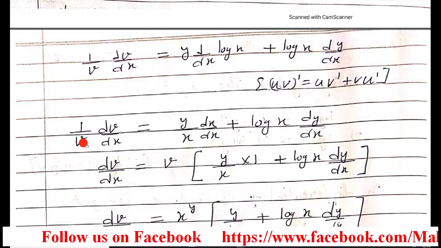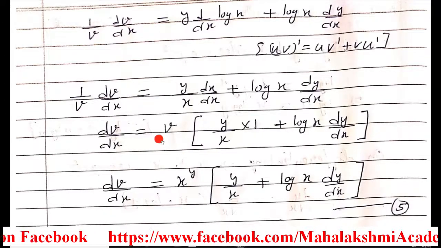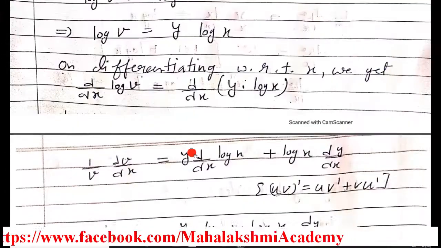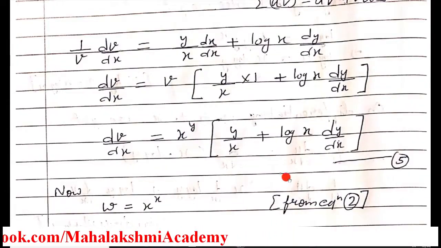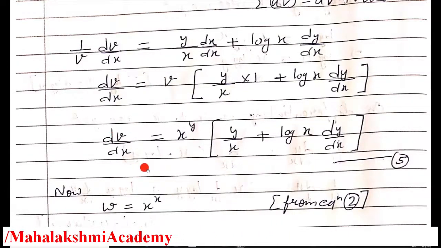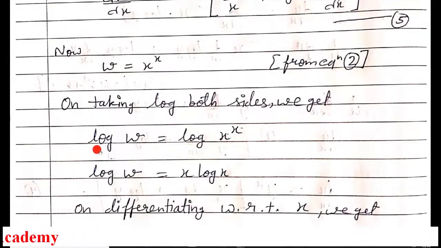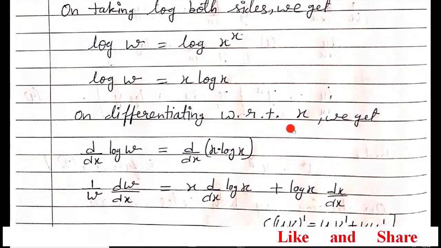Now here v is in divide, so it will come in multiply, and dx over dx is 1. Then v is just replaced by x to the power y again. Now we obtain this equation, that is dv over dx. Now w is x to the power x. Take the log in both the sides. Since x is a power, it will come here, and then differentiate it with respect to x.